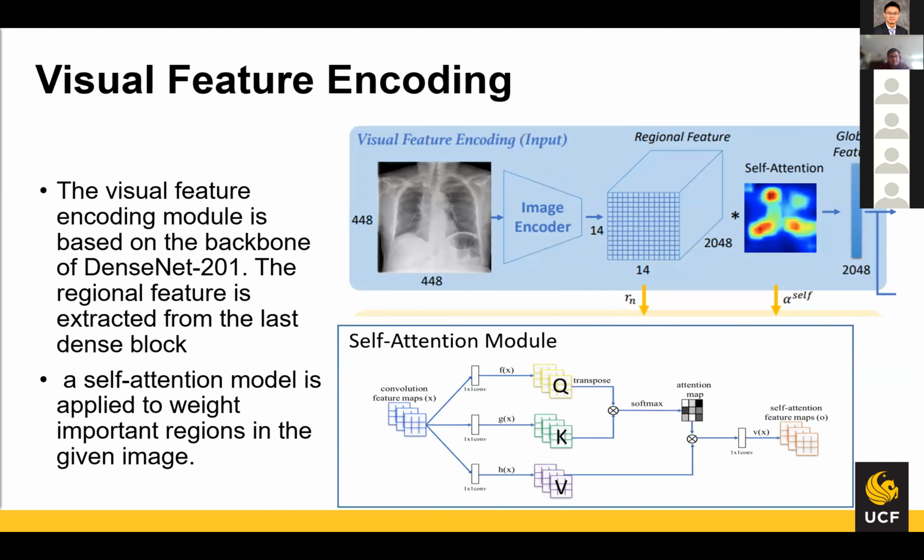So starting with that visual feature decoding, fairly straightforward from a lot of techniques that we've seen before. The visual features were encoded using the backbone of a DenseNet 201 model. What they call regional feature is extracted from the last dense block, and that's just the activation surface, that 14 by 14 by 2048 block right there. It's just the activations from that last dense block.